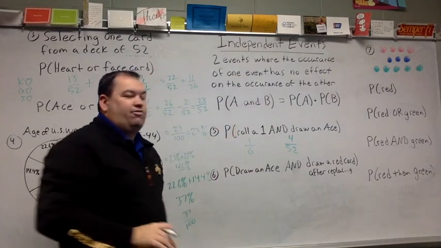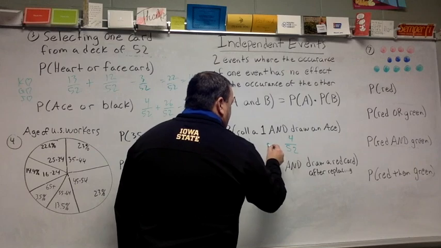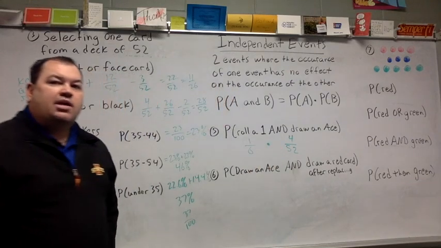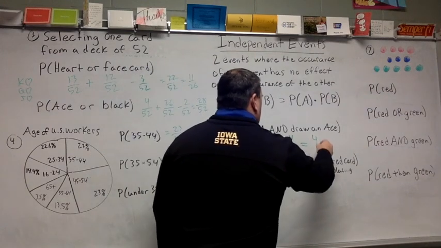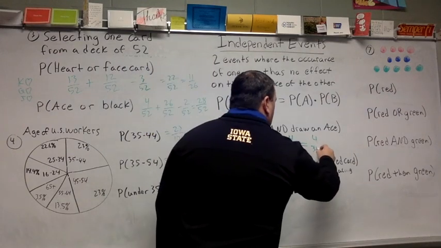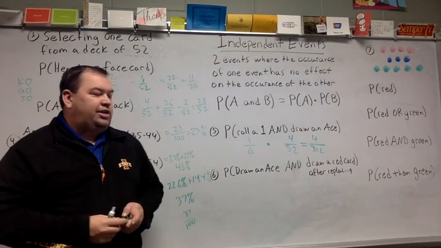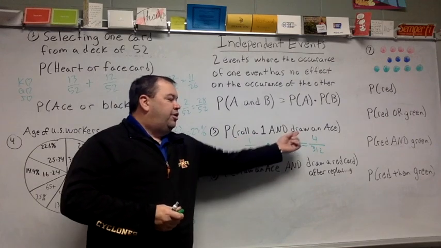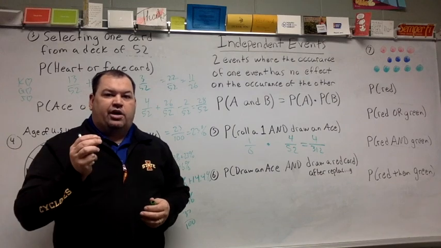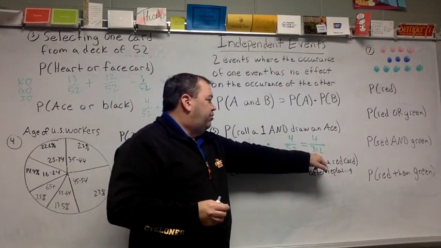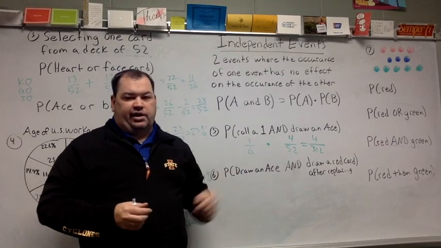Because these events have no effect on one another, I do their probabilities individually, then I multiply them. Now, you get some small decimals. We get some strange looking fractions. I'm sure that reduces, but that decimal is my probability of rolling a 1 and drawing an ace. So if I would actually roll a die and draw a card out of a deck, I have a 4 out of 312 chance of actually getting a 1 and an ace.